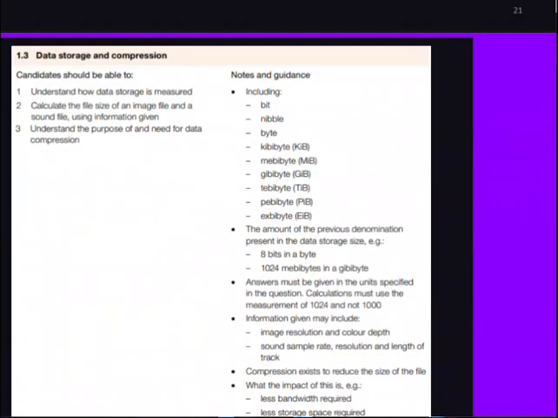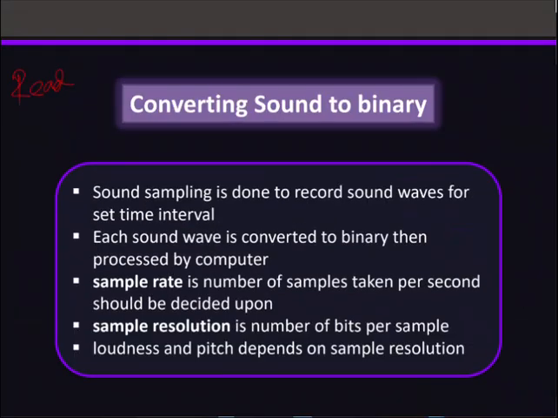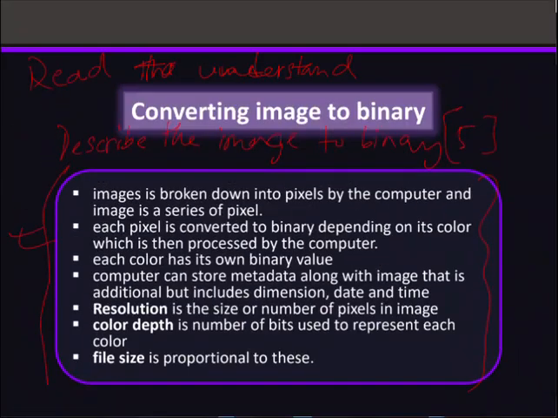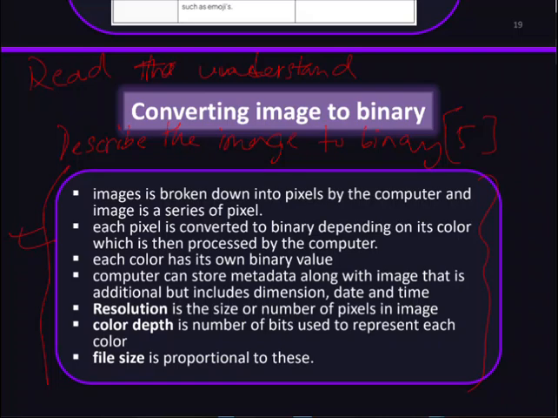Now let's go for the storage thing. Let me read what it says. An image is broken down into pixels by the computer, and the image is a series of pixels. You can write any of this. An image can be broken down into a series of pixels, whatever it is.